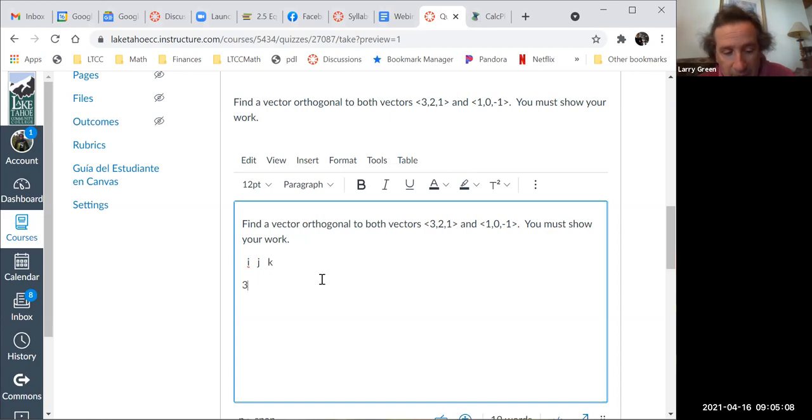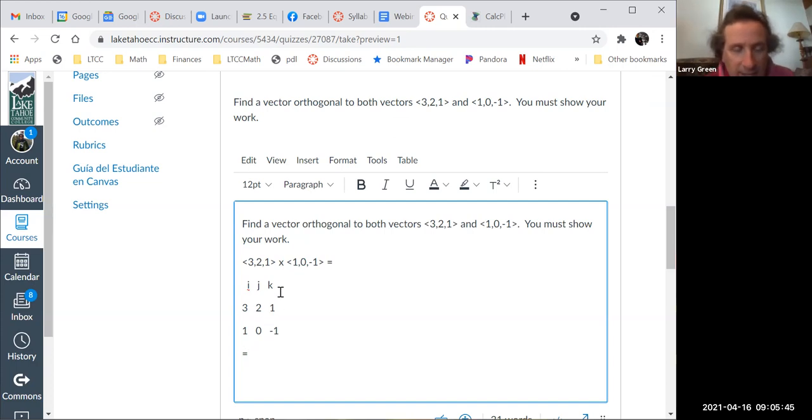and then 3, 2, 1, and then 1, 0, -1. And let me do this actually, just so I can show you what I'm doing. I'm doing (3, 2, 1) cross (1, 0, -1), and that's equal to this matrix determinant.